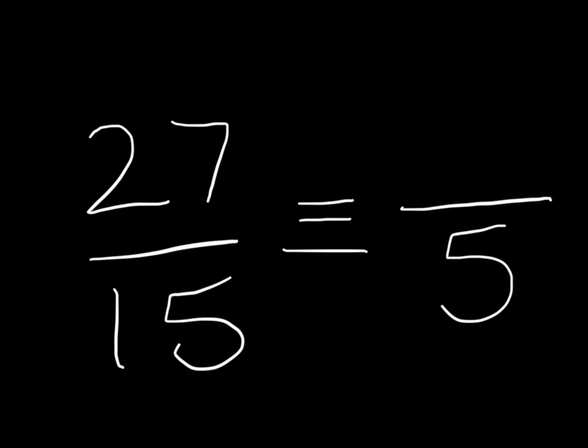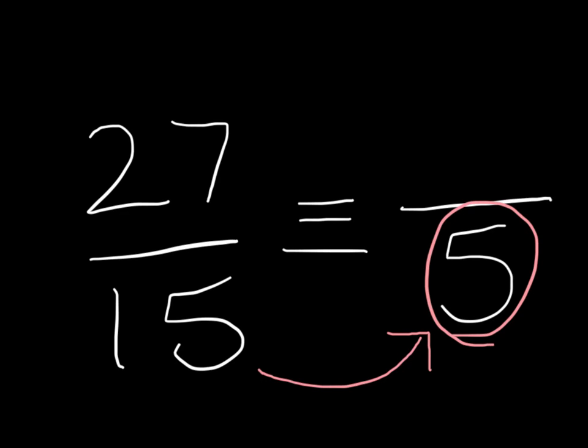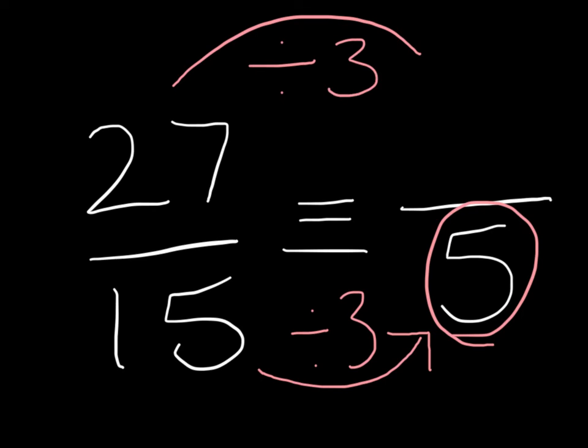Now this one looks a bit different. How can I change my 15 into 5? You can see that actually my 5 is smaller, so I need to divide. 15 divided by 3 is 5. And again, what I do to the bottom, I have to do to the top. 27 divided by 3 is 9. So 27 fifteenths is equivalent to 9 fifths.